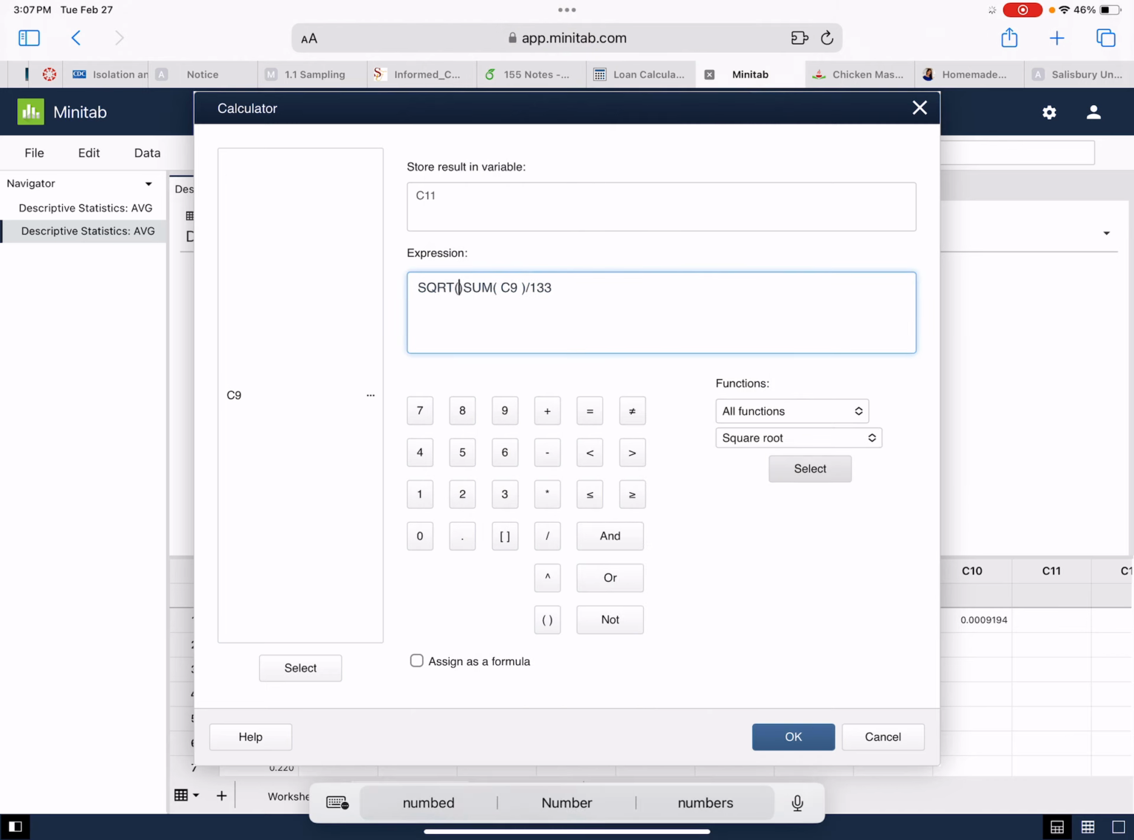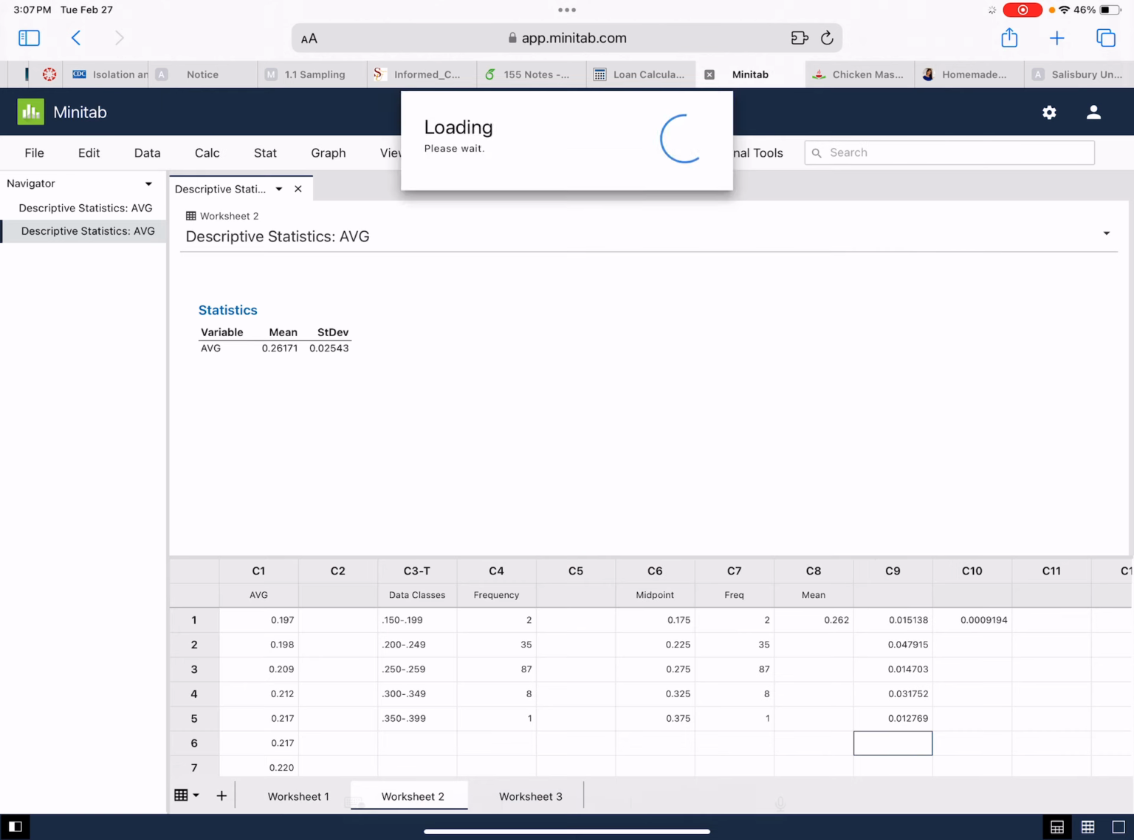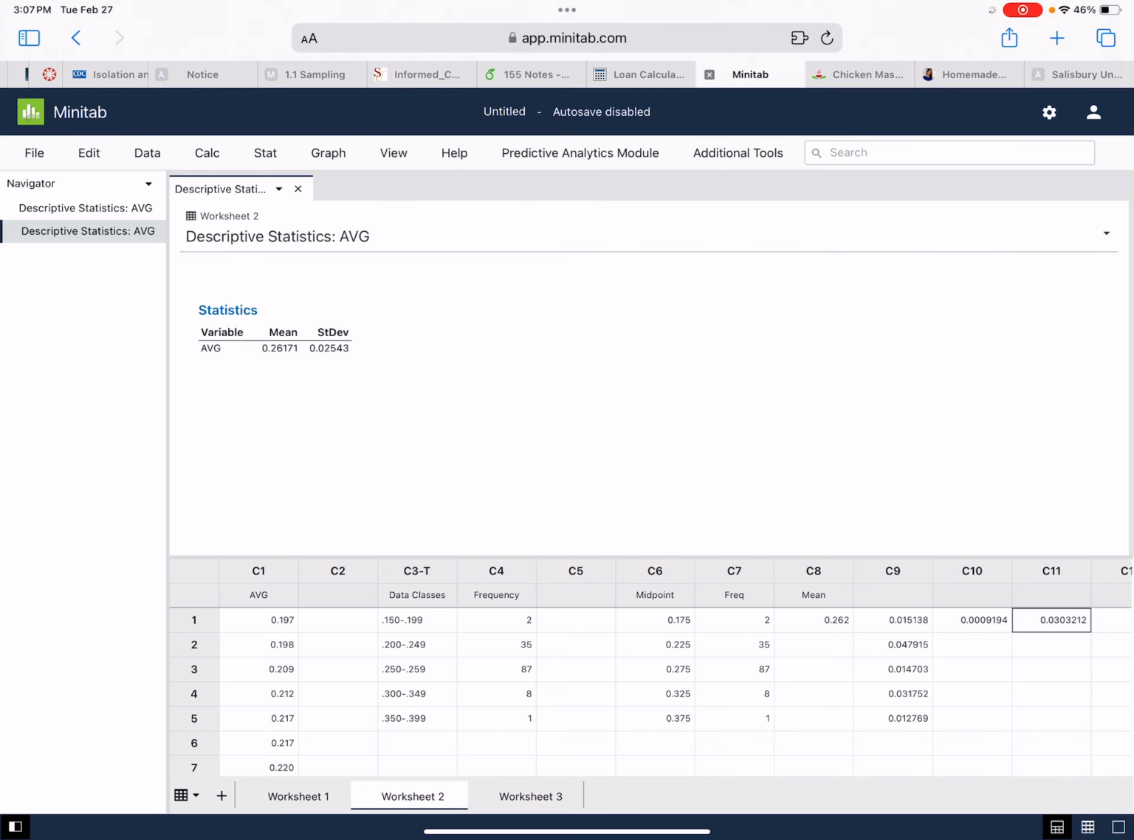All right, so here's what we're going to do. We do the square root of this guy. And we get this for an answer right here. Okay, so that's the standard deviation, about 30 points, right? Now, keep in mind, this is an approximation of the standard deviation. So I'll say this is the approx.